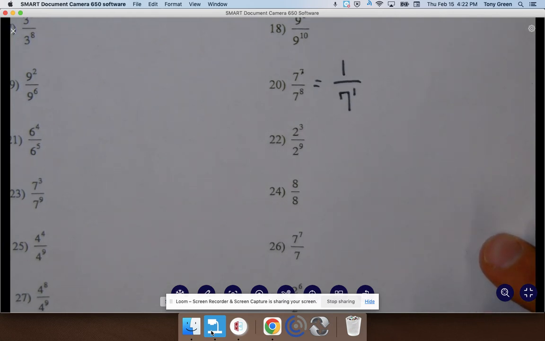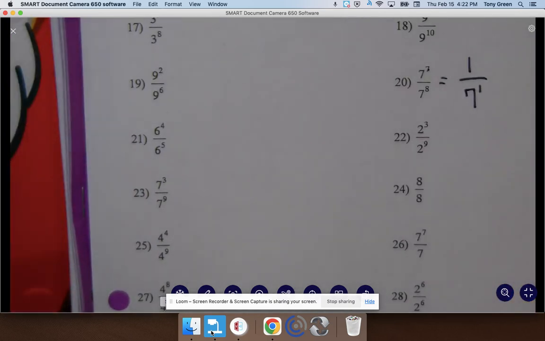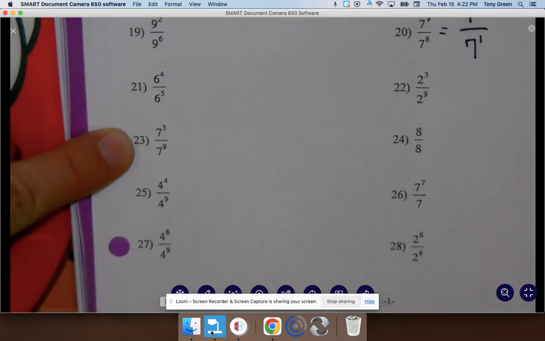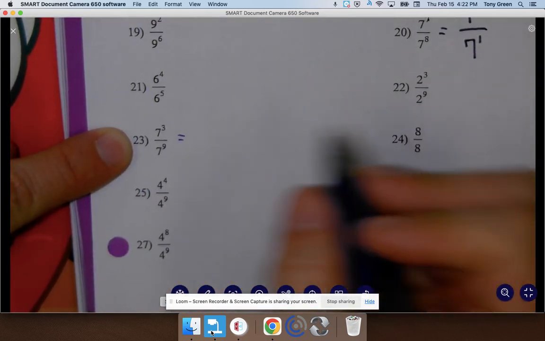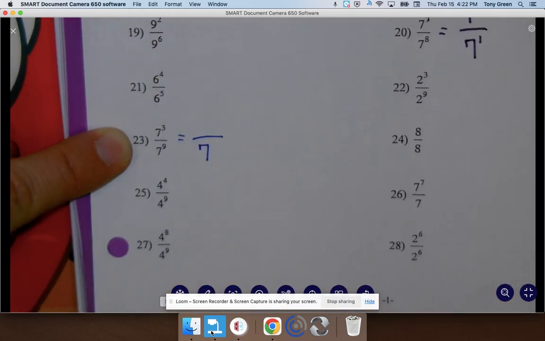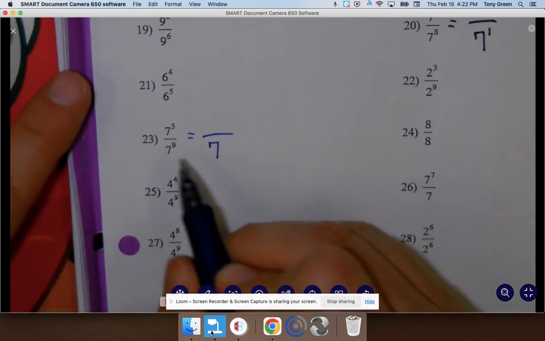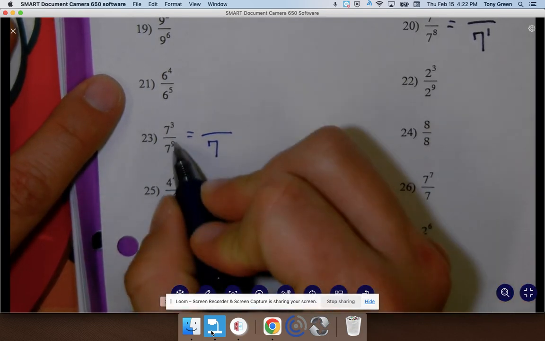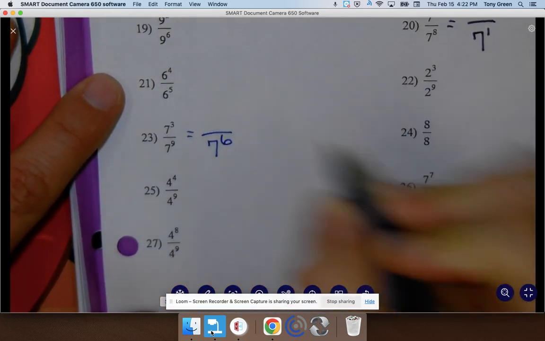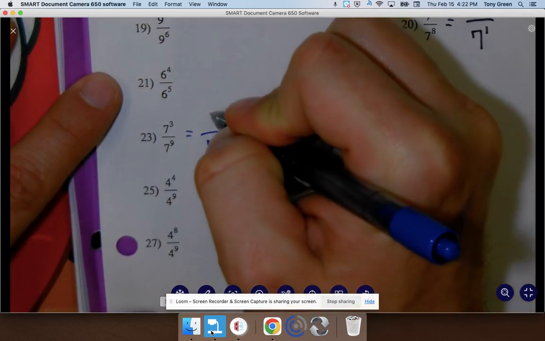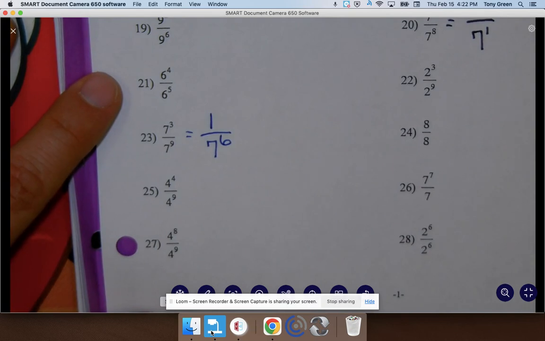All right, let's do number 23. Okay, so we have 3 7's in the numerator and 9 7's in the denominator. So we have more 7's in the denominator. So I'm going to put leftovers in the denominator. Now, these will cancel out 3 in the denominator. So we're going to have 9 minus 3, 6 sevens left over in the denominator. We don't have a number in the numerator, so we have 1 as a placeholder.